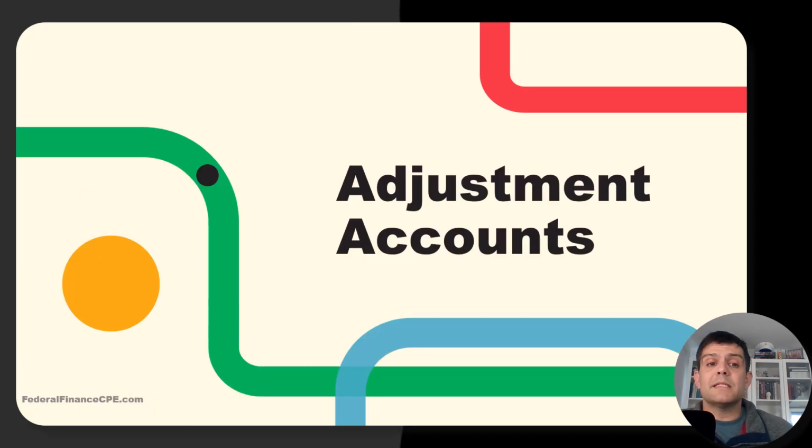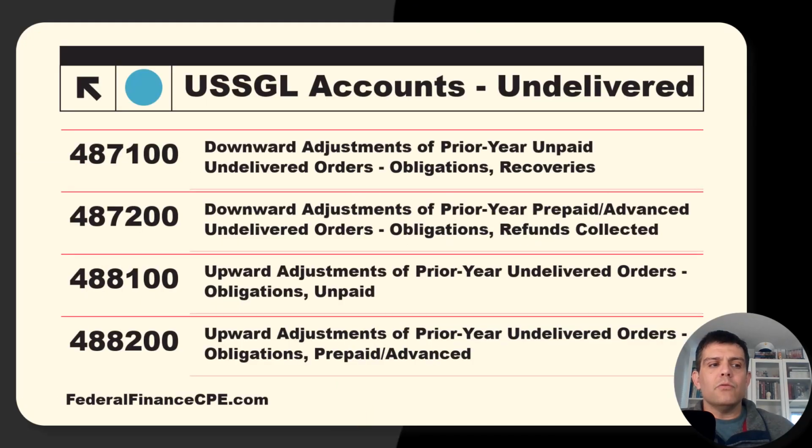Now, before we go to the specifics, I do want to walk through the adjustment accounts in the USSGL Chart of Accounts. So, if we're going to adjust undelivered orders, we have 4871, which is your downward adjustments of prior year unpaid undelivered orders. We call those recoveries. You have your 4872, your downward adjustments of prior year prepaid advance undelivered orders, refunds collected. Then you have your 4881, your upward adjustments of prior year undelivered orders, unpaid, and your 4882, your upward adjustments of prior year undelivered orders, prepaid.